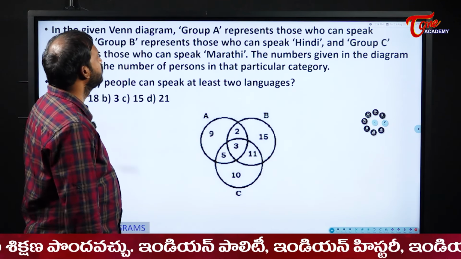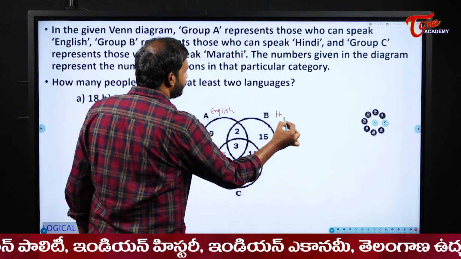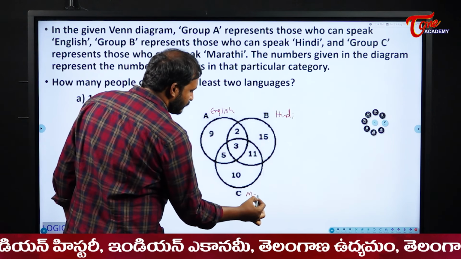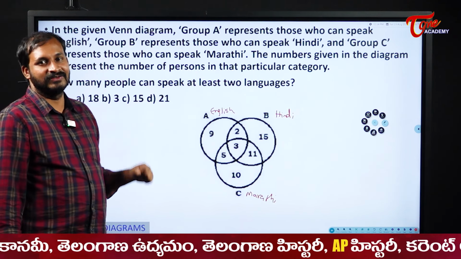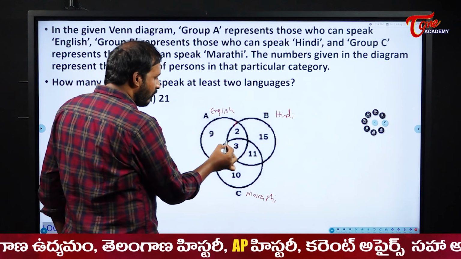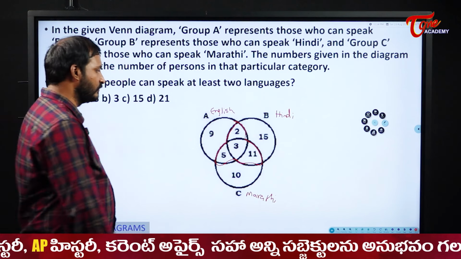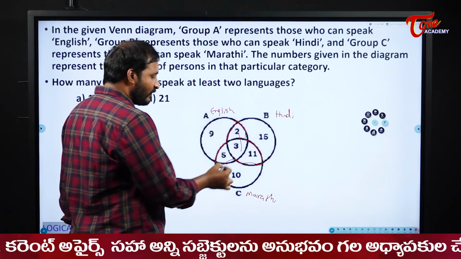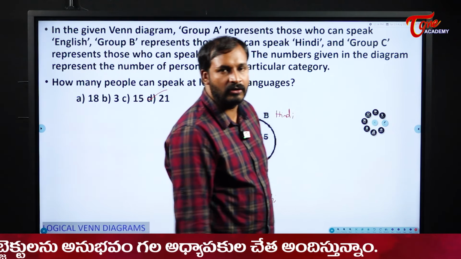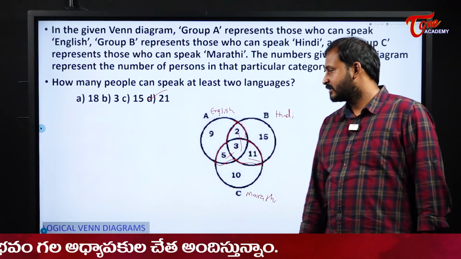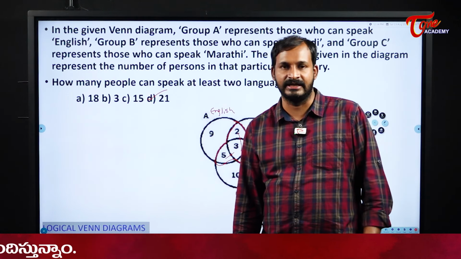Here also the same thing: English, Hindi, Marathi. How many people can speak at least 2 languages? Now see here, at least 2 languages means all this area comes under at least 2, right? So 2 plus 3 becomes 5, 5 plus 5 is 10, 10 plus 11 is 21. So our answer will become 21. At least 2 or minimum 2, both are the same. Read the question carefully, try to understand it and then write the answer.